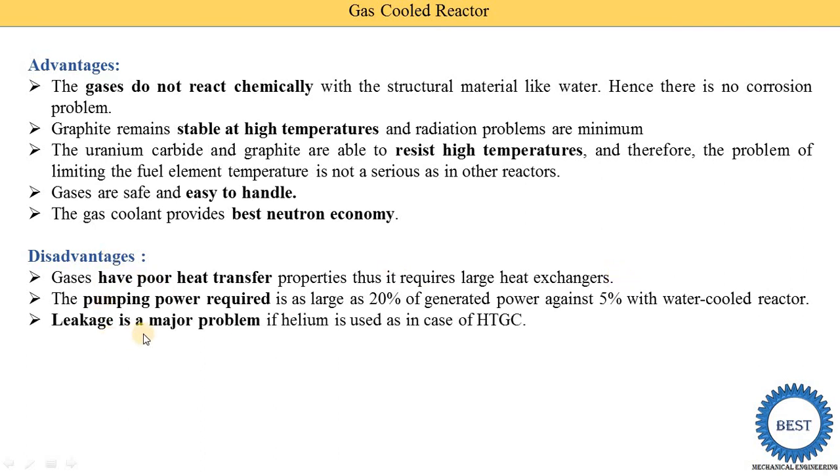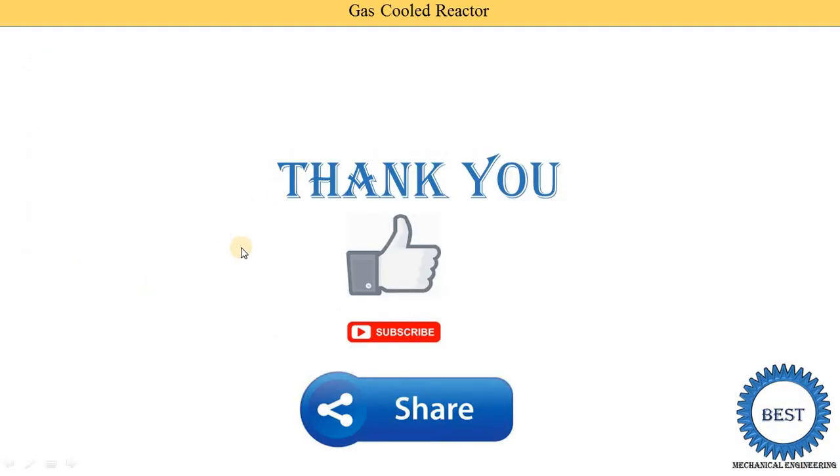Third disadvantage, leakage is a major problem if helium is used, as in the case of HTGR. HTGR means high temperature gas cooled reactors. Fourth disadvantage, fuel loading is more elaborate and costly. Fuel loading means the loading of uranium is most costly in the case of these gas cooled reactors.